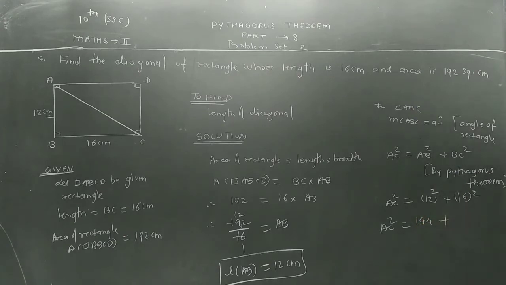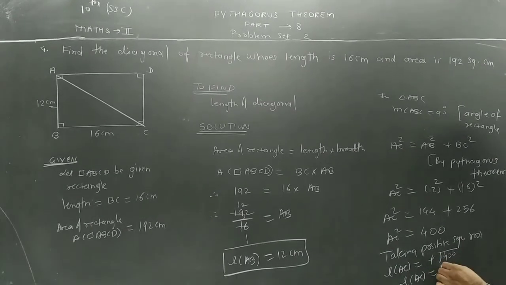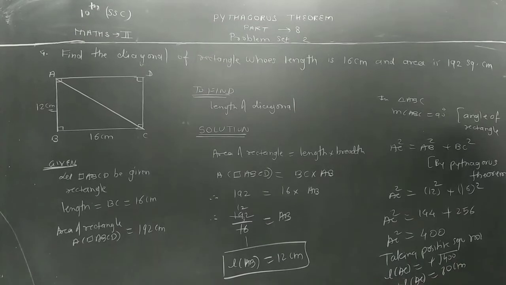So AC square is equal to 144 plus 256. We must know the squares properly, it is necessary that you should know them. So AC square is 4 plus 6 is 10, 0, 0, 4. Taking positive square root, what do I get? Length AC is equal to plus root, and length AC is equal to 20 centimeters.